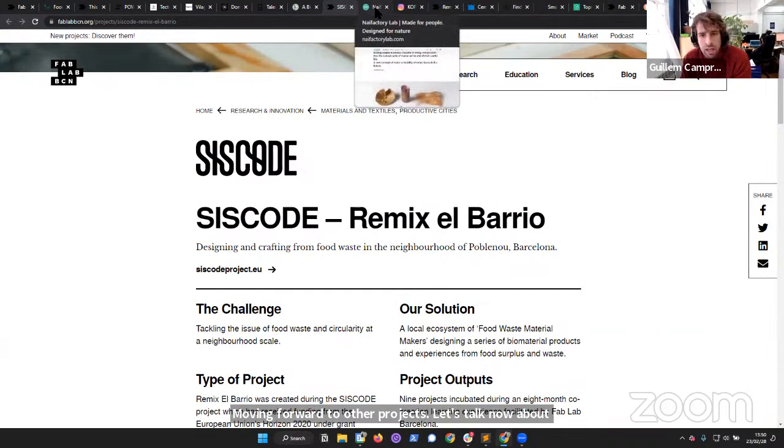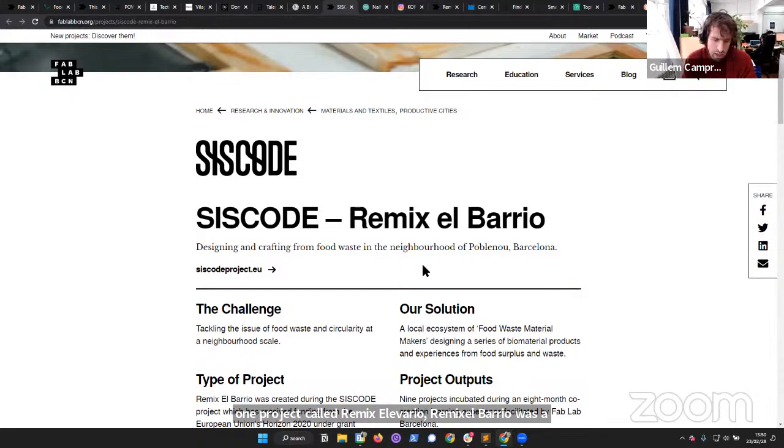Moving forward to other projects, let's talk now about one project called Remix El Barrio. Remix El Barrio was a project where we worked with local designers, local food waste producers, and local institutions in the neighborhood of Poblenou, where we are located, to see how we could map the existing value in waste to turn it into useful products, into useful things.